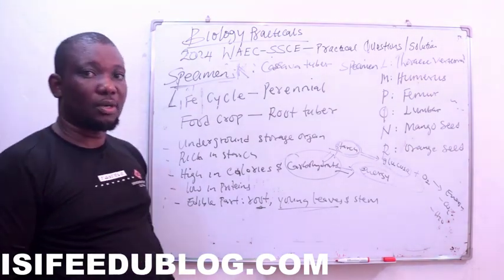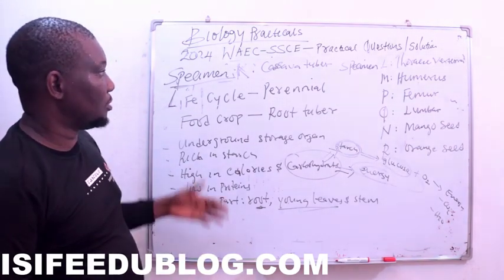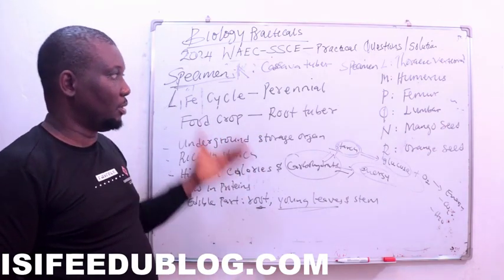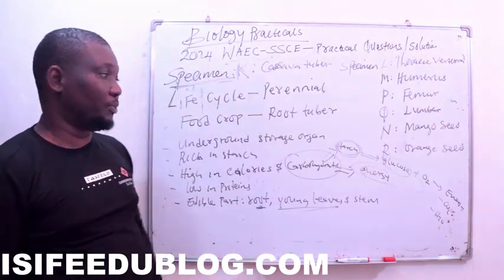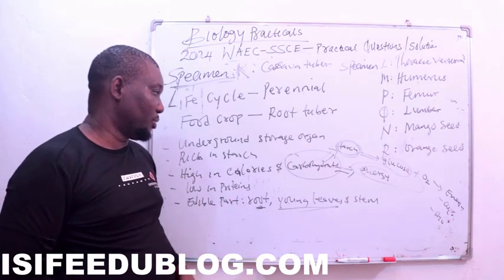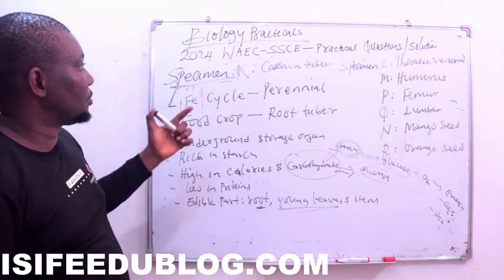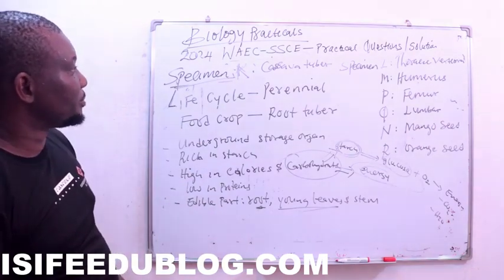So most livestock and most organisms, including man, depend on this type of food as well. It is most commonly found among the tropical regions. Okay, that is for that specimen.